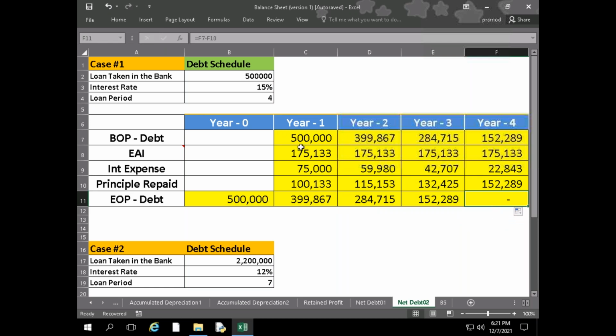Okay. As I told you here, you are going to find out PMT, the payment amount. This interest amount is nothing but 5 lakh into 15%. Principal repaid is EMI minus interest expenses. The total debt is debt minus principal repaid. So this is the continuation.